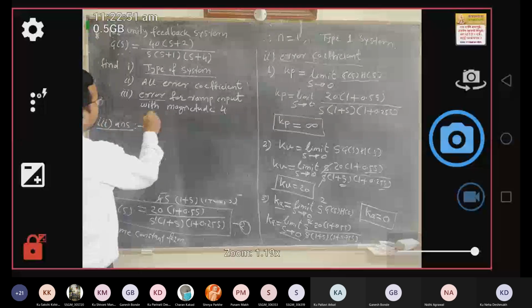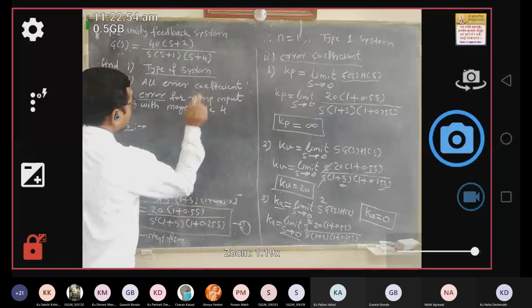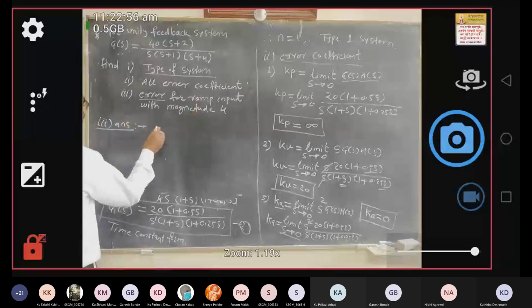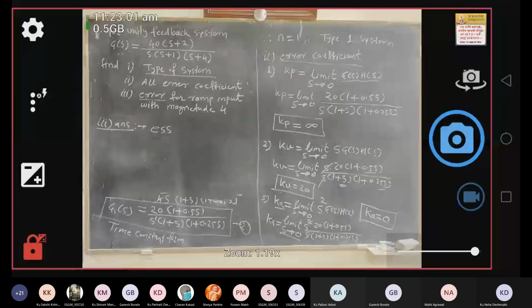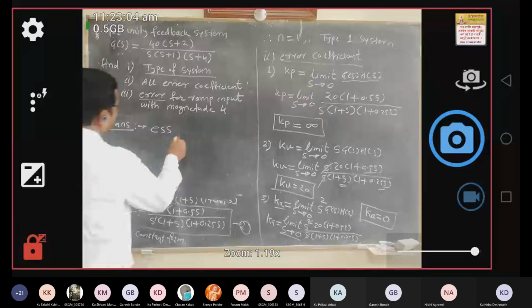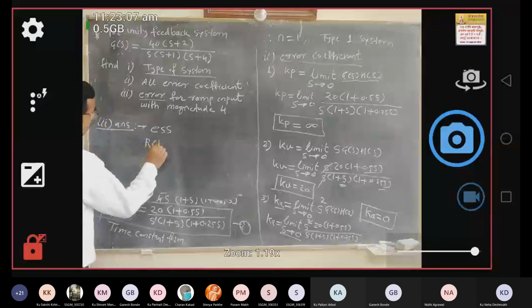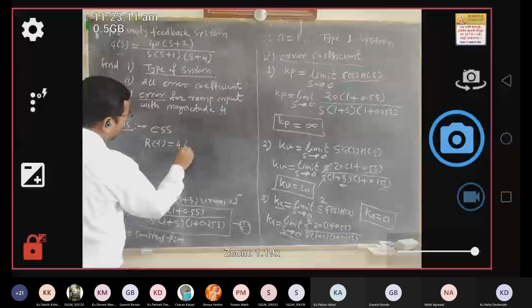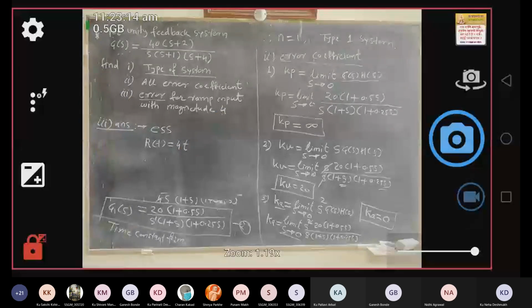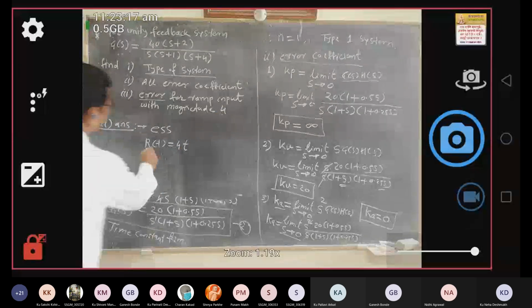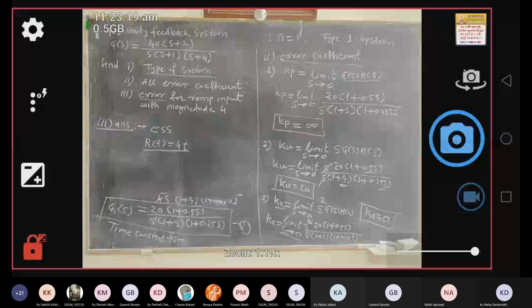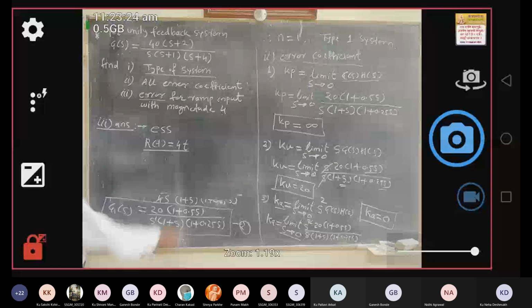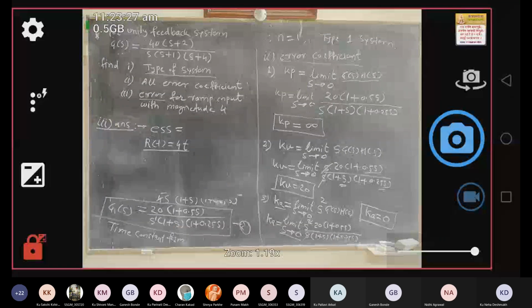Error for ramp input with magnitude equal to 4. That means error means what? Steady state error. There is only one error with us. So we have to find the value of ESS. Then what is the input? Input is R of t and its magnitude is 4. So that means input is 4 times t. Okay, so this is the input given to us, and for this input we have to find the value of ESS.